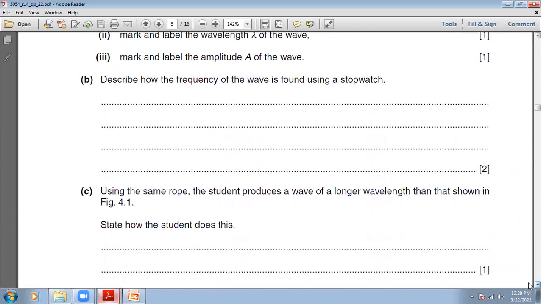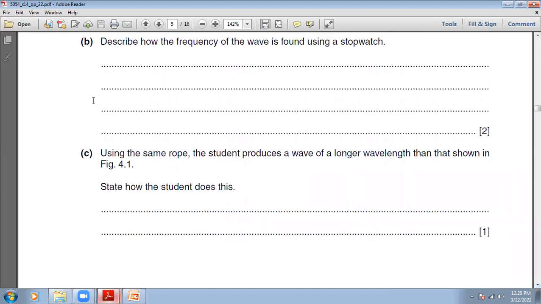It says, describe how the frequency of the wave is found using a stopwatch. You see, if a wave is passing a point, you will take a stopwatch. For example, you note down how many complete waves pass that point in, let's say, 2 minutes. Count how many waves have passed that point in 2 minutes. Then divide the number of waves by 120 seconds. For example, if you count the number of waves for 3 minutes, then divide the number of waves by 180. That will give you the frequency of the wave.